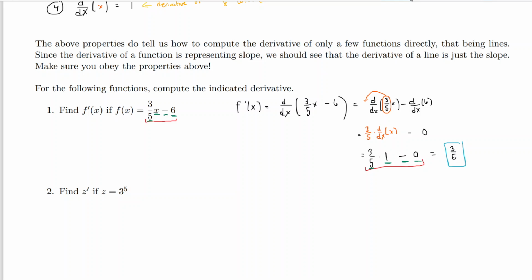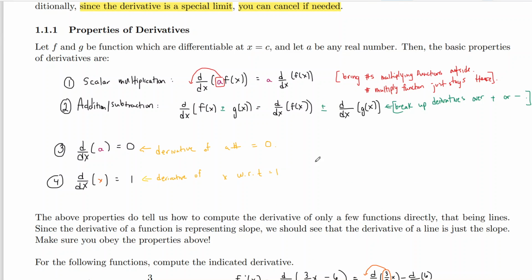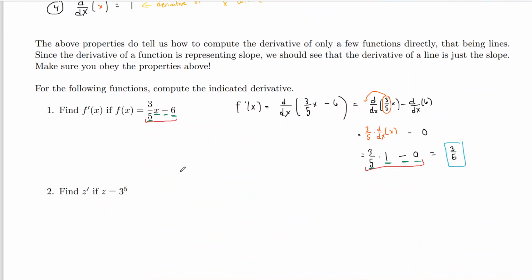All right, now number two. Number 2 is kind of a classic problem used to throw off students because they don't recognize something right away. So it says find z prime, the derivative of z, if z equals 3 to the 5th. Well, one thing is we haven't talked about exponents at all. We don't have anything about exponents here. So that should be throwing you an alarm. But what you want to recognize is 3 over 5th.